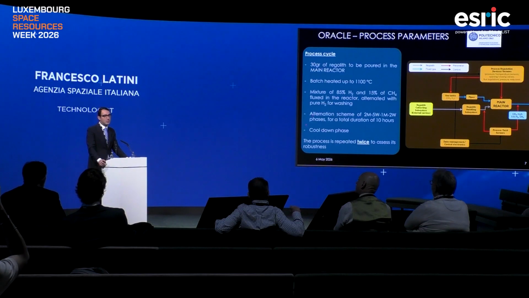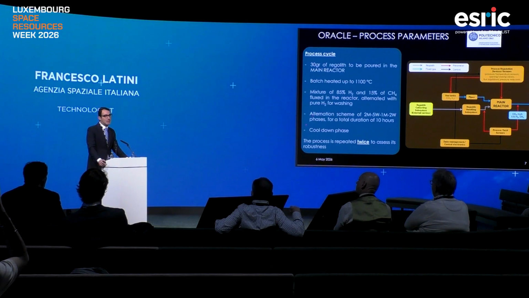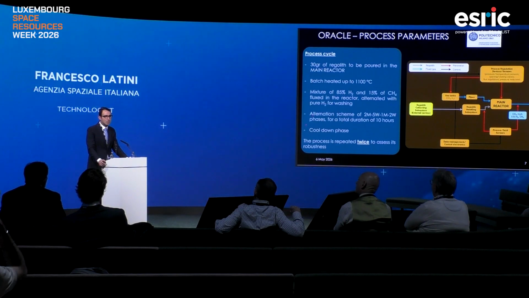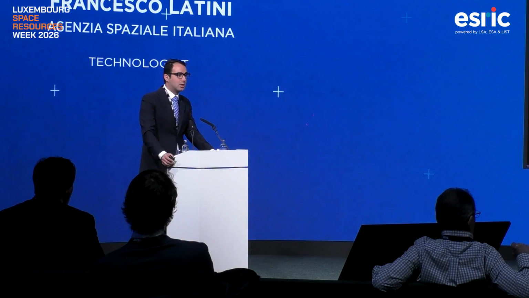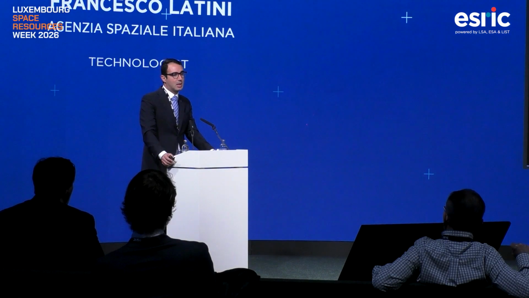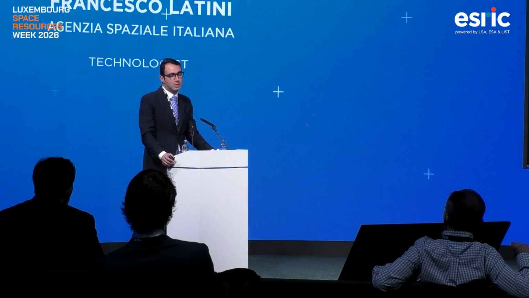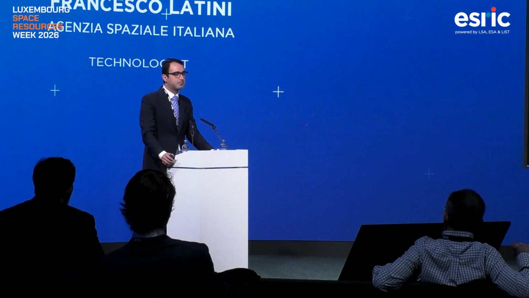The alternation scheme that was decided through the help of Politecnico Milan, and still is the one that we will baseline the payload for, is 2 hours for an initial mixture phase, and then 5 hours of a washing phase in order to remove some coke deposits that can be present and could slow the reaction. The washing phase is performed using hydrogen only. So the whole phase should last around 10 hours, and then a cool down phase starts.